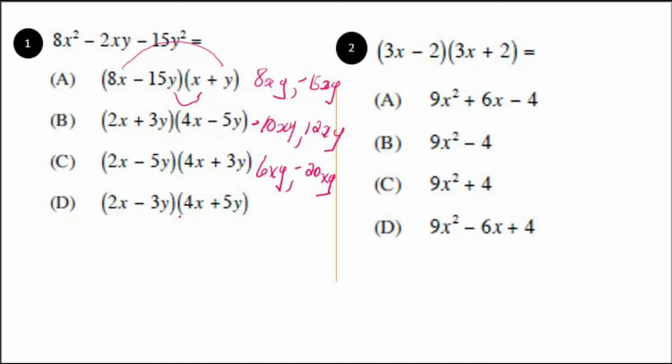So logically it should be D, but let us check it. 2x times 5y give us 10xy, and negative 3y times 4x give us negative 12xy, which gives us negative 2xy. So the correct answer is D.